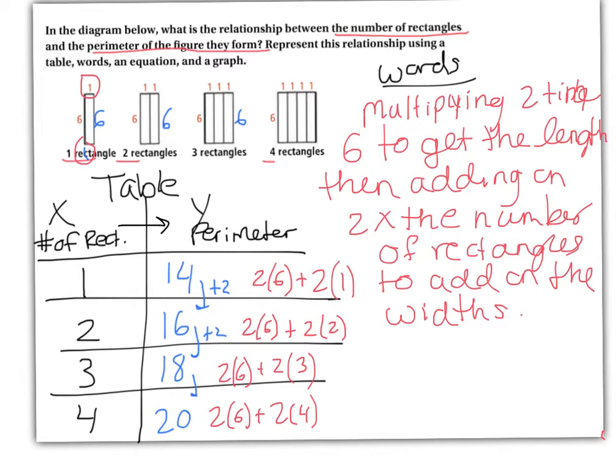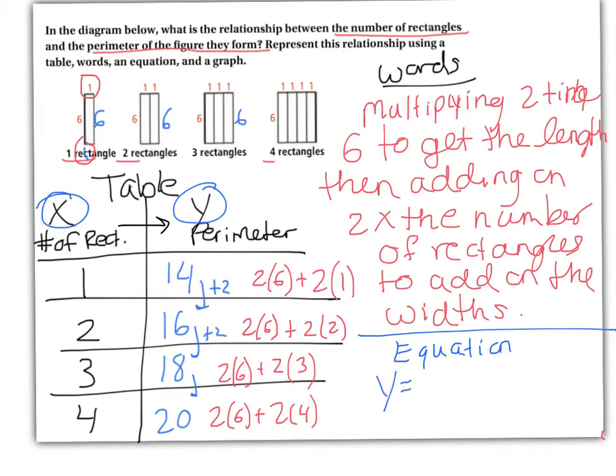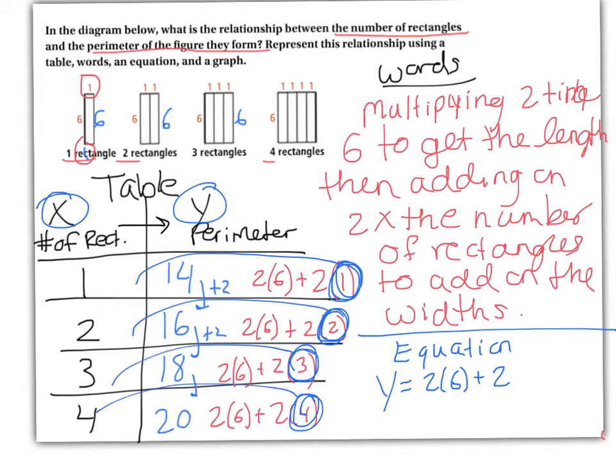Okay, once you have it written in words, it's really easy to make the equation. So for your equation, use x and y if you can, because our table is x and y, or you could use p and number of rectangles, but let's just use x and y. To get the y, you always had 2 times 6, then you were adding on 2, and then this number right here from the table, 1, 2, 3, 4, those were your x values. So 2 times 6 plus 2x, which is really 12 plus 2x.